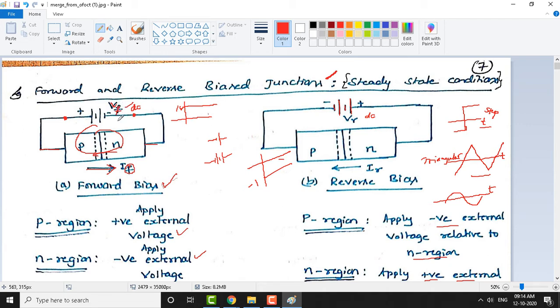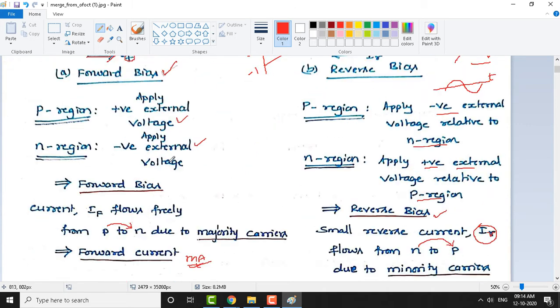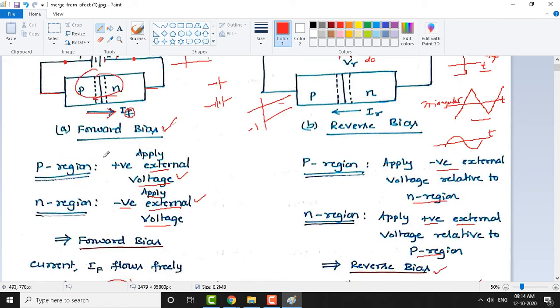VF indicates it is forward voltage, and this forward voltage means you have to connect the negative terminal of the battery to the N region of the semiconductor. The positive terminal of the battery should go to the P region of the semiconductor. What happens inside, we'll discuss a bit later. Let us now analyze, under diode forward bias condition, what things we need to set up. The P region needs positive external voltage for forward bias, and the N region should be supplied with negative external voltage. That is how you make this diode forward biased.